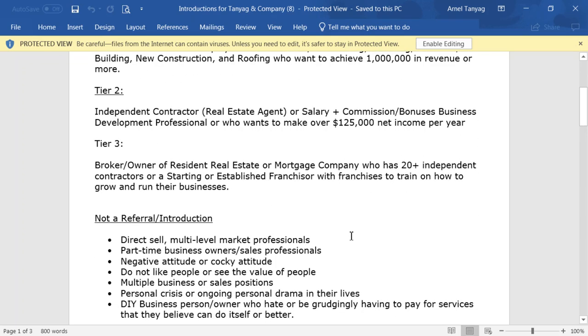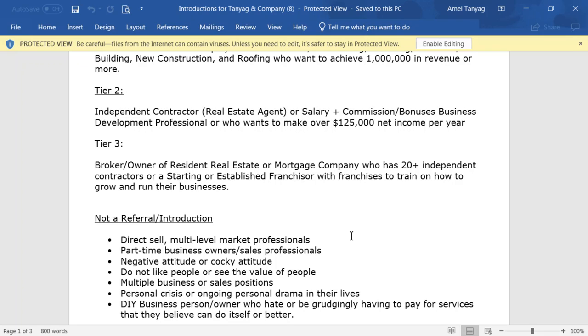Direct sale, multi-level marketing professionals. I've worked with them in the past and have had great success with them, but they usually don't stay with me, and they're pretty cheap about spending money. Somebody who has a part-time business, or a part-time business owner or partner sales professional, they literally are not good referrals for me, because they're not going to pay the money or devote the time.